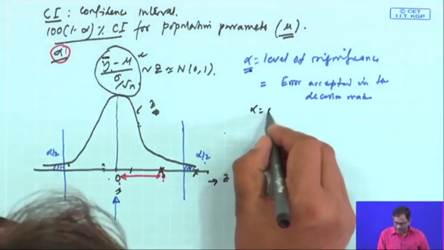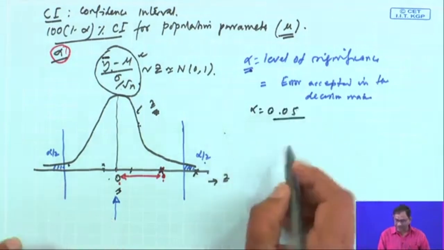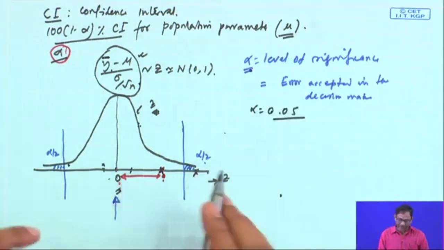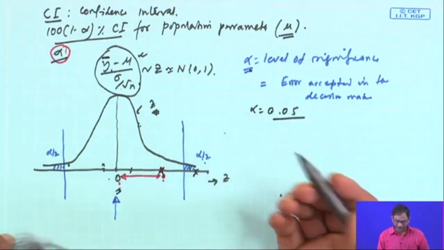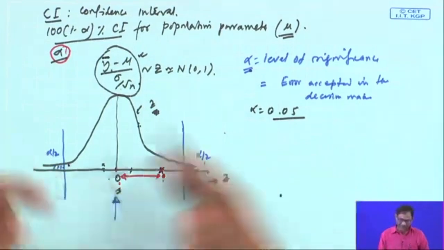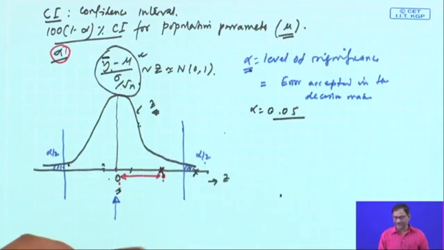Usually alpha equals 0.05. What does it mean? That means 5% error. What does it mean? Suppose you take 100 such decisions, 95% of the time you will be correct and 5 times it will be wrong. So in that sense also you can use it.